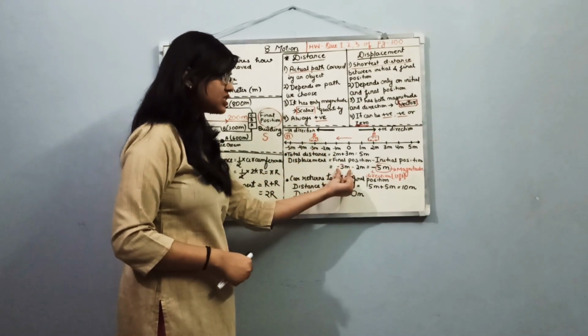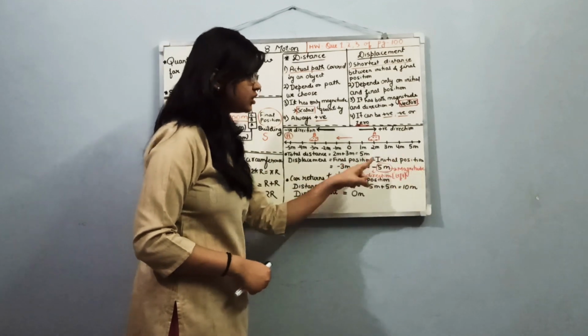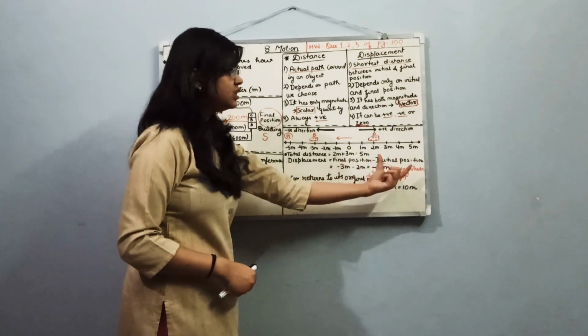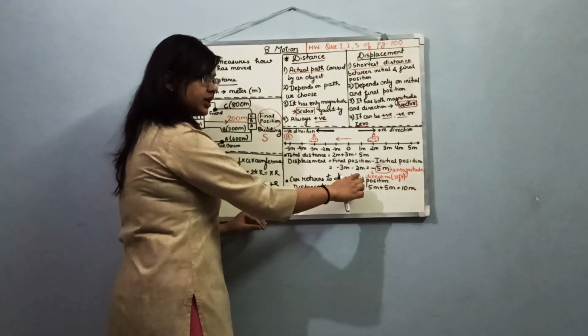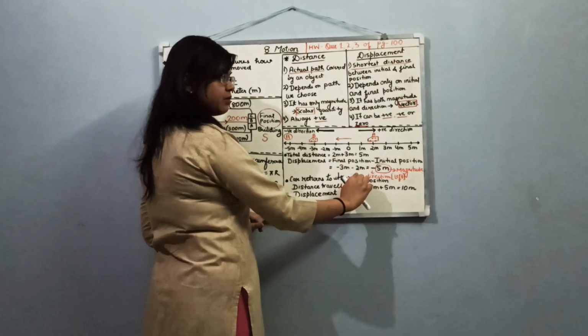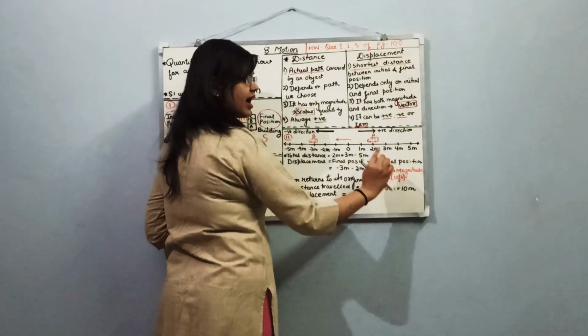So you have written here minus 3. And what is the initial position? We will put a minus sign, and the initial position is A, that is 2 meters. So you have put 2 meters here. So minus 3 meters and minus 2 meters will give you minus 5 meters.